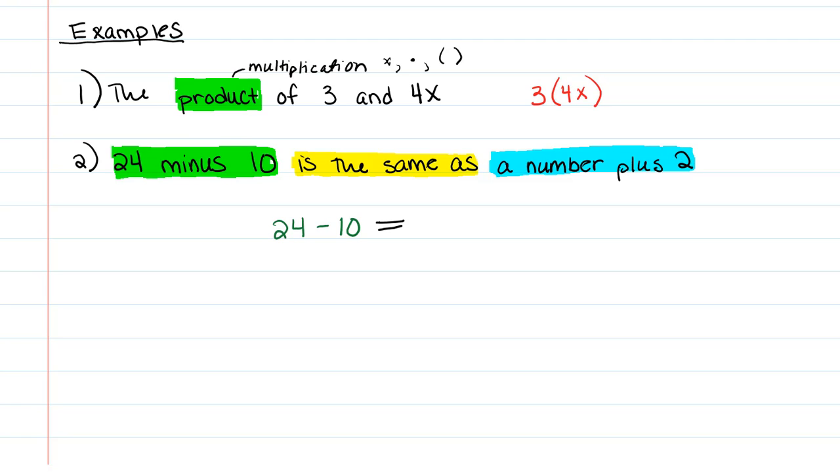So when we see the phrase a number, we don't know what number it is. We don't know what value it has. So we are going to use a variable. I typically just use x. So x plus 2 is what that is asking us to write. So altogether, this is 24 minus 10 equals x plus 2.